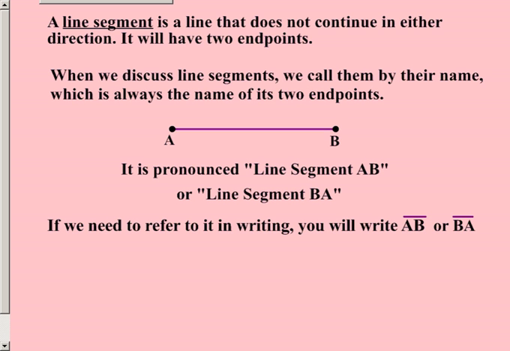If you need to refer to it in writing, once again, there are shortcut symbols for line segments. And as you could probably have imagined, you put the little line over the two endpoints listed back to back, either AB or BA, only this time the little line over the top does not get any arrows because we're dealing with a line segment. Line segments do not go infinitely in either direction.